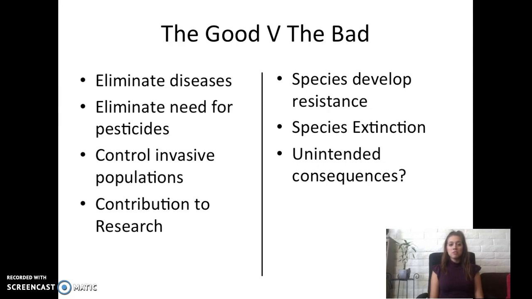So now I want to take an overview of the good and bad of gene drives. On the one hand, we could potentially eliminate diseases from the face of the earth. We could eliminate or reduce the need for pesticides and herbicides or other chemicals that are harmful to our environment. We can control invasive populations. And most importantly, we can make great contributions to research. It can deepen our understanding of genetics.